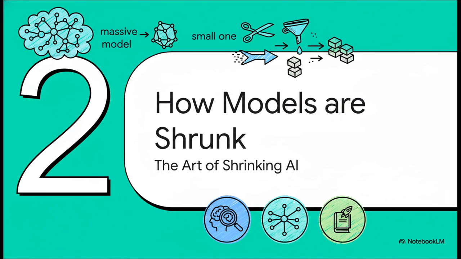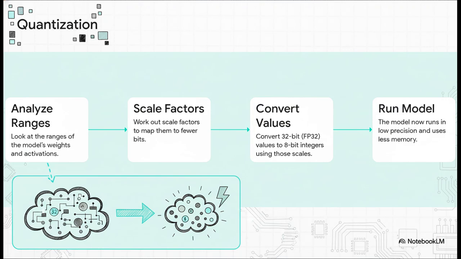So how do you get one of these smaller models? Well, you don't usually build them from scratch. It's more like the art of shrinking a giant. Let's look at the 3 main ways this is done. First up, we have quantization.